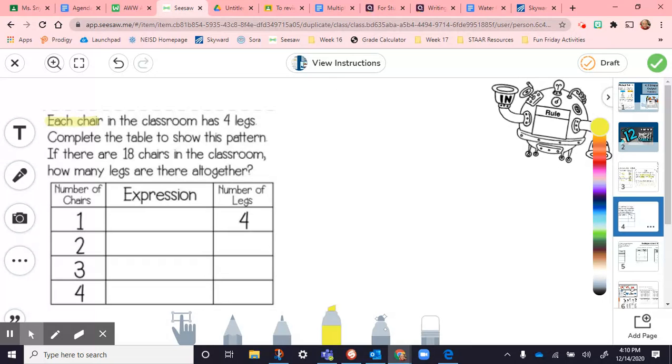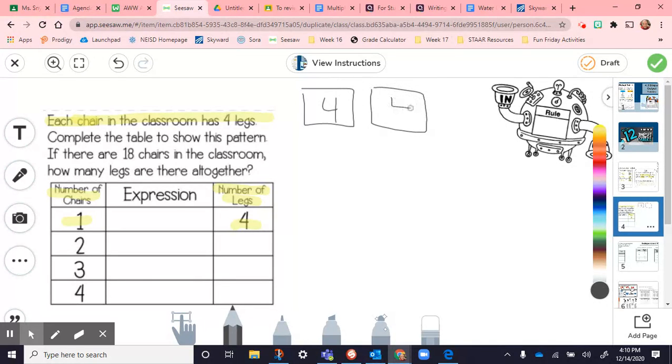So each chair in the classroom has 4 legs. So here I see the number of chairs. So if I have 1 chair, the number of legs is 4. Now here, I'm going to go to my next one. So I'm going to actually draw a picture to help me visualize this. So if I have 1 chair, that's got 4 legs. If I'm going to add another chair, that chair also has 4 legs. So now if I have 2 chairs, 4 and 4 is 8.